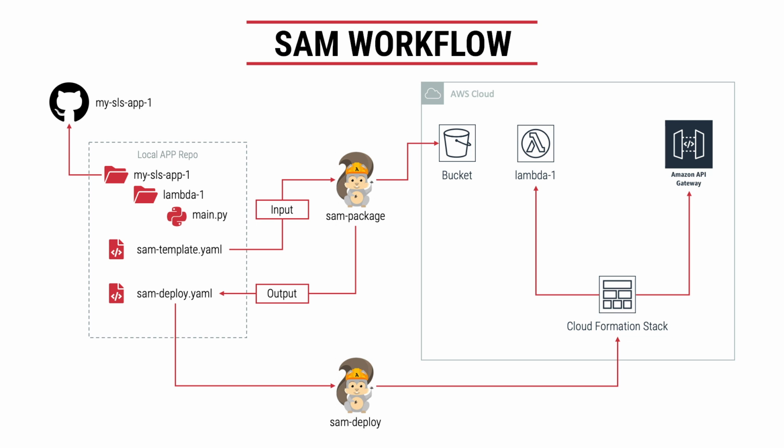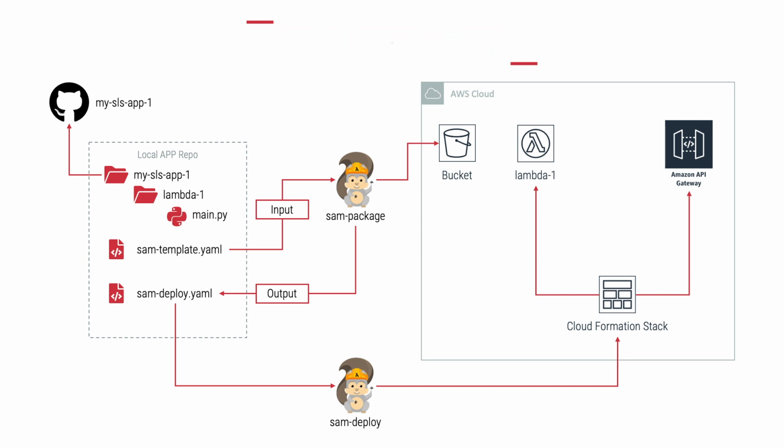So after packaging, you can deploy the application using the generated sam-deploy.yaml file, which basically creates a CloudFormation stack with all your Lambda functions, API gateways, and other resources you define in your SAM template. I showed only Lambda and API gateway here, but it can include other services like DynamoDB, SNS, and so on. So that is the overall process of creating and deploying your serverless application on AWS. You can also test your Lambda functions locally before packaging and deploying your application to AWS. We'll see that later in this video.